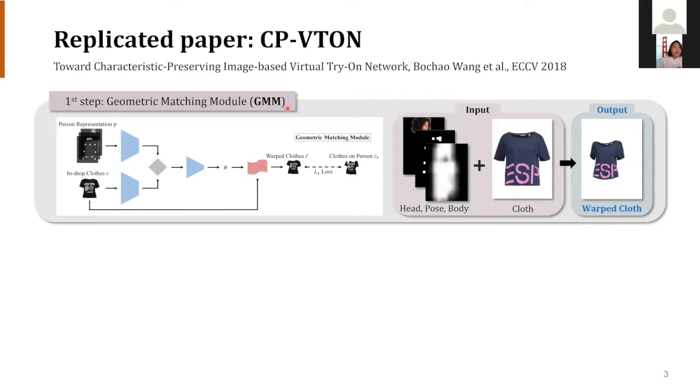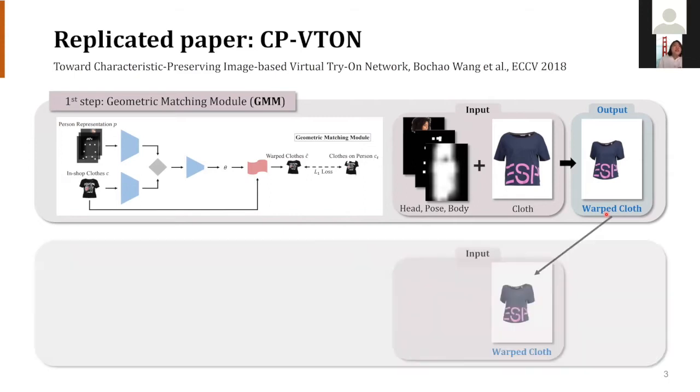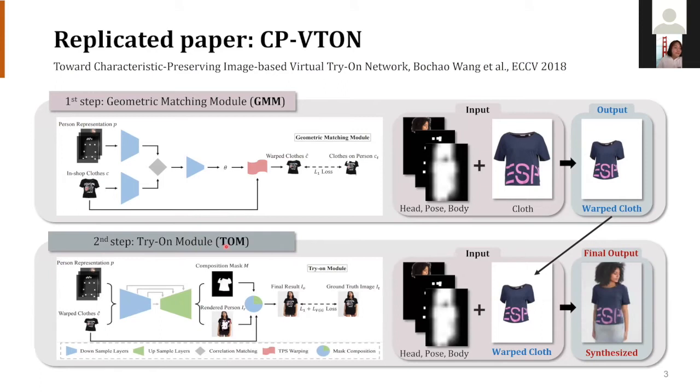The input of GMM is the model's information with head, pose, and body, and the cloth. It makes the output warped cloth, which fits the model's pose. This warped cloth is used in the second network, TOM. TOM's input is the model's information including head, pose, and body, and the warped cloth. And finally, it synthesizes the final output, the model wearing the target cloth, like this.